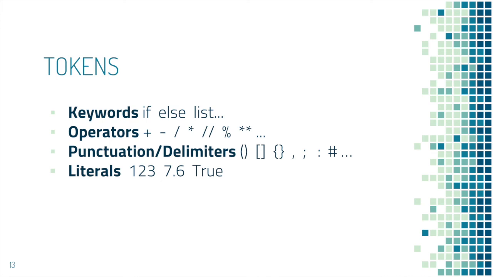And then the last category of tokens that we'll talk about right now are things called literals. These are things like integers, like the number 123, or floats, like decimals such as 7.6, or true or false values, which we call booleans. We'll go over that later. These mean something to Python. You can't tell Python, oh, 123 now equals 247. Python will just go, no, it's 123. You can't change that. So those are literals. Those are things that just have a value that you can't change in Python.